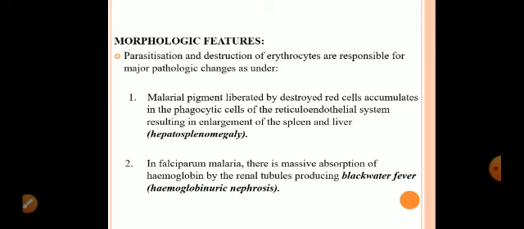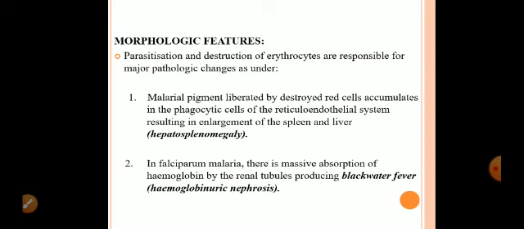Parasitization and destruction of erythrocytes are responsible for major pathological changes as under. Malarial pigment liberated by destroyed RBCs accumulates in the phagocytic cells of the reticuloendothelial system, resulting in enlargement of the spleen and liver, which leads to hepatosplenomegaly. What happens is that malarial pigments are liberated due to destroyed RBCs. These start getting accumulated in phagocytic cells of the reticuloendothelial system.